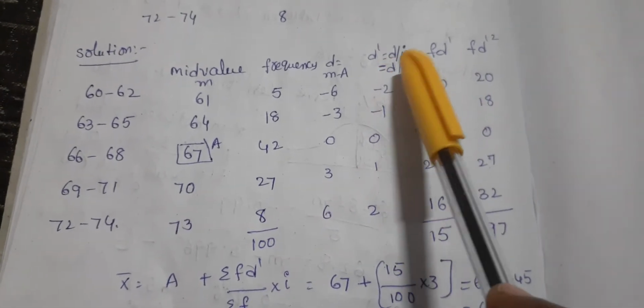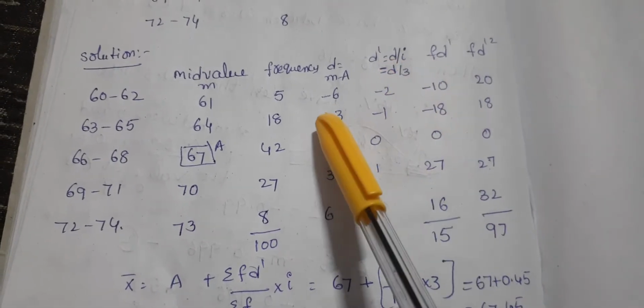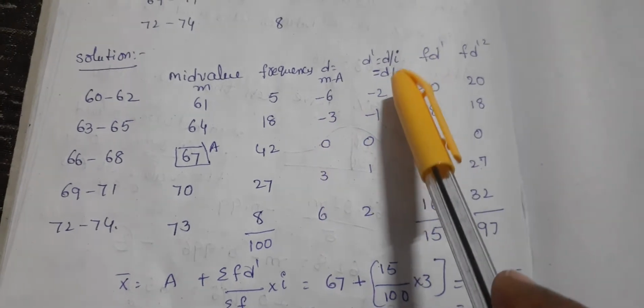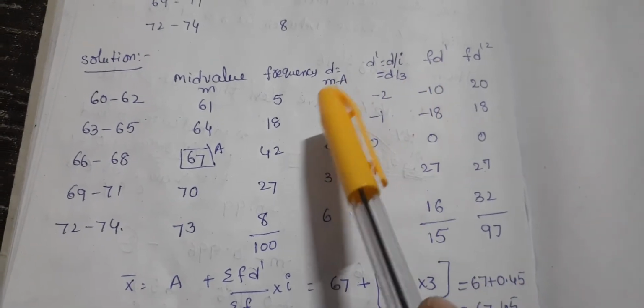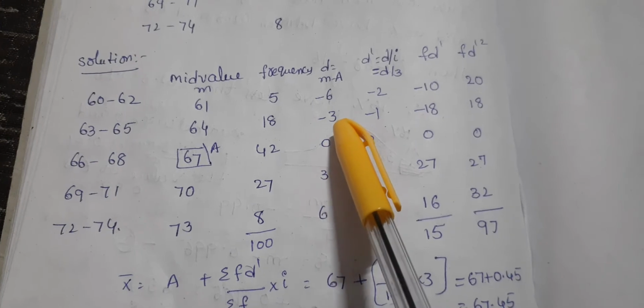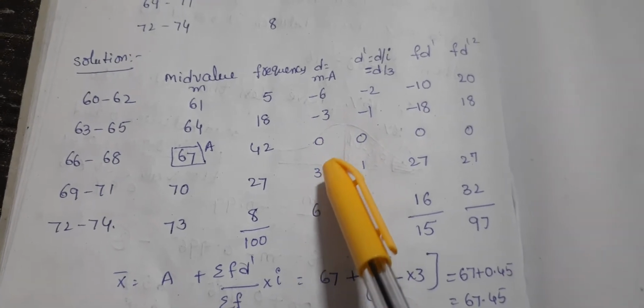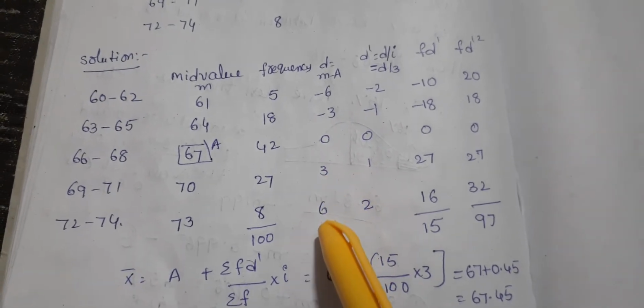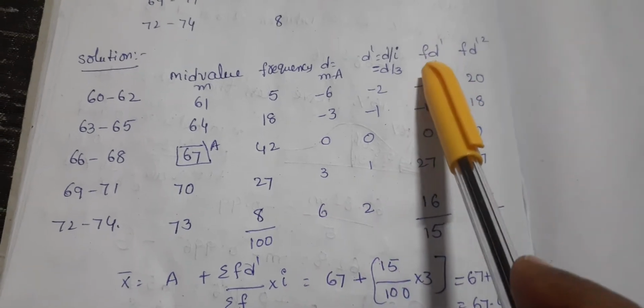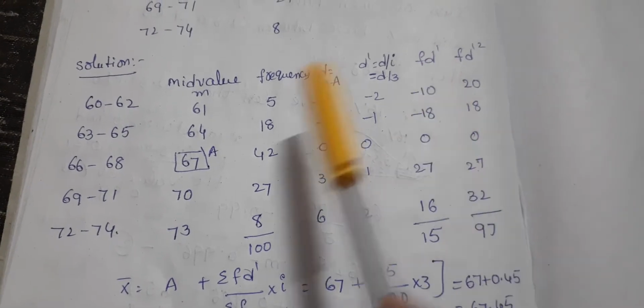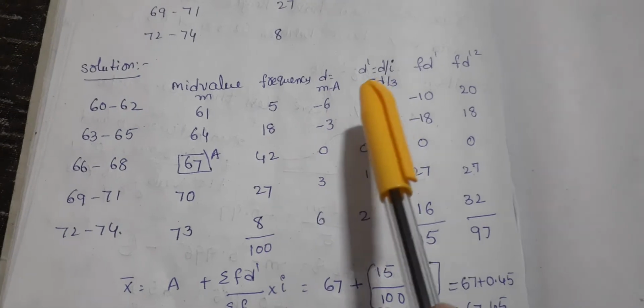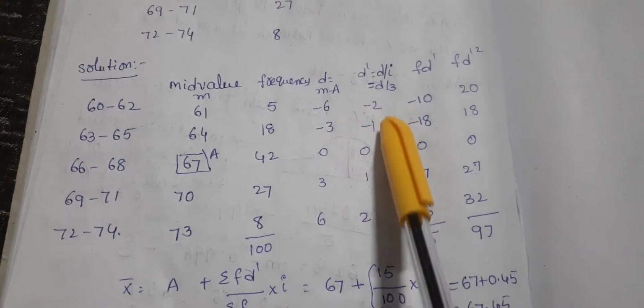So D dash is equal to D by I. This I means the length of the interval, which is 3. So minus 6 by 3 is minus 2. Minus 3 by 3 is minus 1. 0 by 3 is 0. 3 by 3 is 1. 6 by 3 is 2. Next, F into D dash, that means the given frequency into this D dash. D dash is these values.